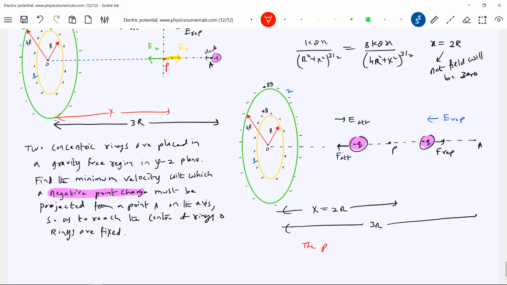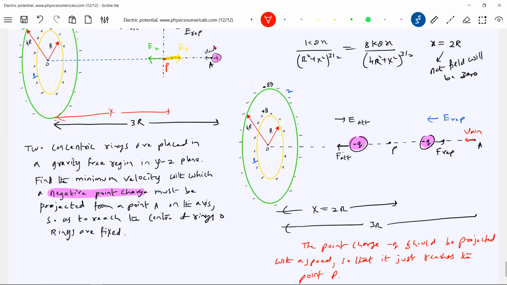The point charge minus Q should be projected with the speed so that it just reaches the point P. That is enough. With the speed so that it just reaches the point P. From where? From here, I should project with this minimum speed.